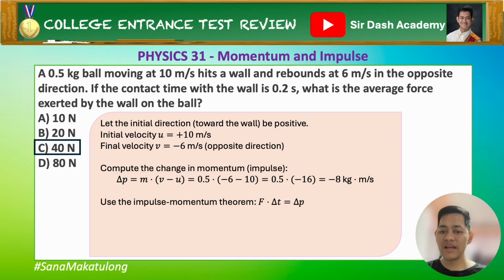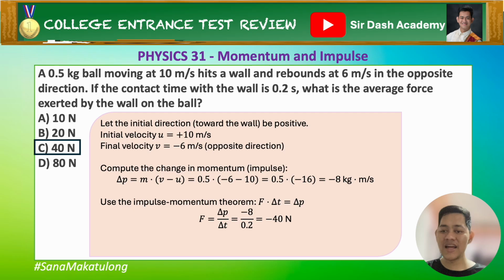Next, gamitin natin yung impulse momentum theorem. Sabi doon, yung impulse equals change in momentum. So yung impulse, yung F delta T equals delta P yun. Ang hinahanap kasi dito yung F, yung average force. So, pag na-rearrange ko yung equation, tignan nyo to. Pag dinivide ko both sides by delta T, magiging F equals delta P over delta T. So, yung delta P na-solve natin kanina, yung change in momentum na negative 8. So, divide mo lang yun kay time, which is 0.2 seconds. So, the answer is negative 40 newtons.